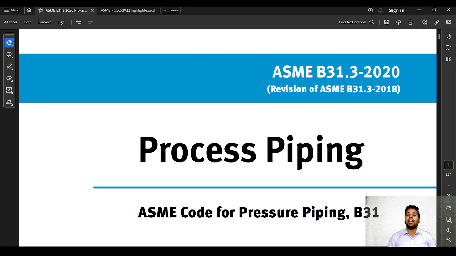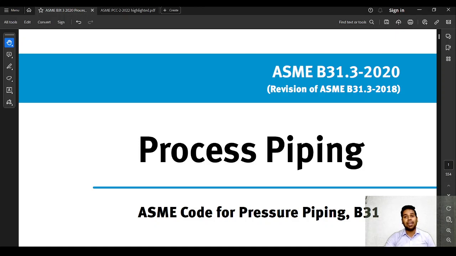ASME B31.3 is again a fairly huge amount of code with several references to different codes. This code will tell you various requirements. It will tell you about the scope of B31.3, where this code can be used. It will also tell you about the design requirements, the fabrication requirements, material selection requirements, standards which can be used, and how to do inspection. All of these things are going to be present in the ASME B31.3 code.